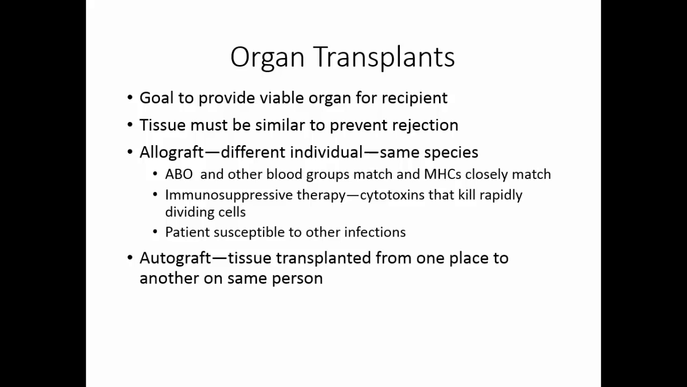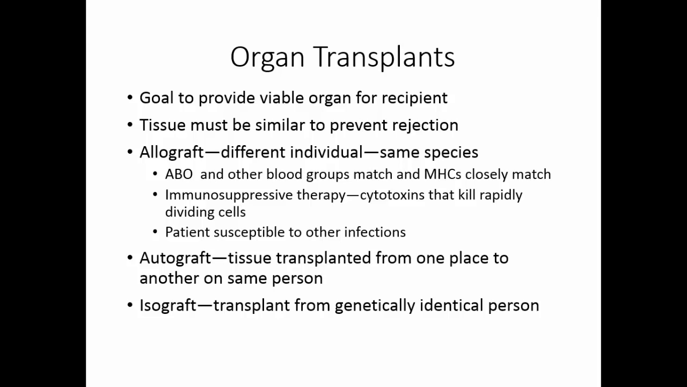people. An autograft is when tissue is transplanted from one place to another on the same person. Skin grafts after burns are the most common autograft. Isografts are when you get a transplant from a genetically identical person. To get an isograft, you have to have an identical twin. And xenografts are when we transplant tissue from different species. Now, this sounds a little archaic, but we transplant porcine, pig, heart valves all the time.